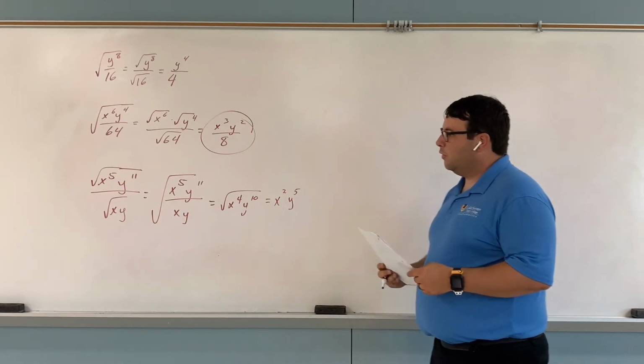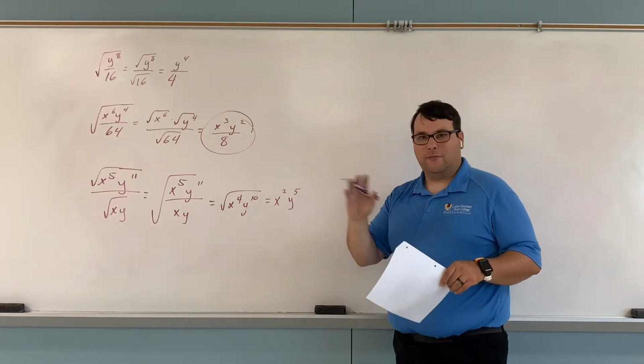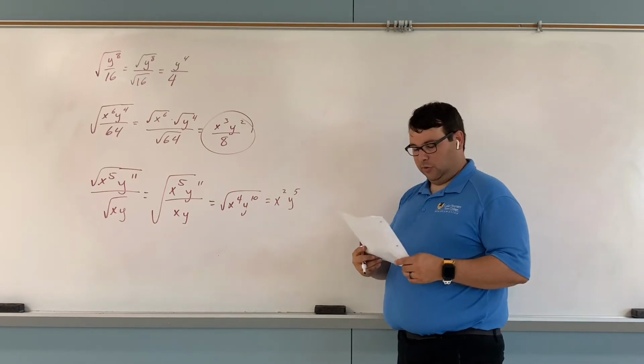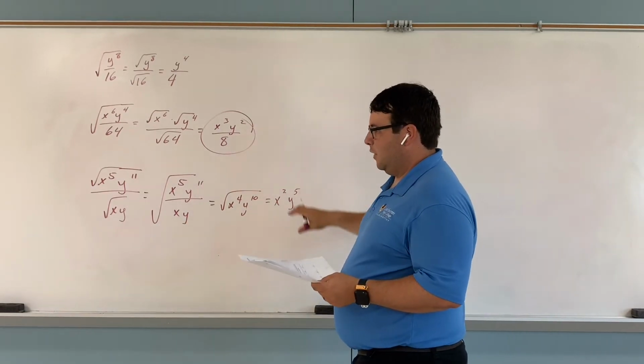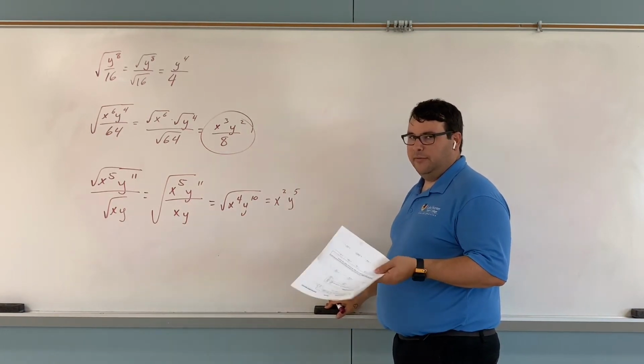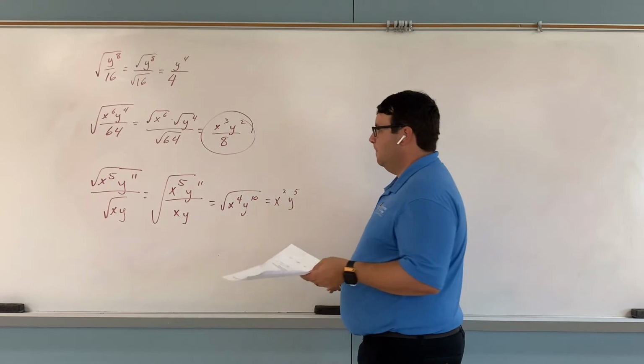So you can work wax on and wax off, forward and backwards, using your quotient and product rules interchangeably as you see fit through the problem. Now, let's talk about how this applies to simplifying square roots.